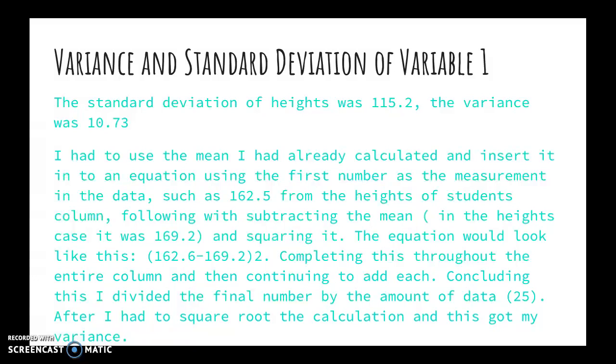162.6 minus 169.2 squared. Completing this throughout the entire column and then continuing to add each. Concluding this, I divided the final number by the amount of data, which was 25, after I had to square root the calculation, and this got my variance, 10.73.